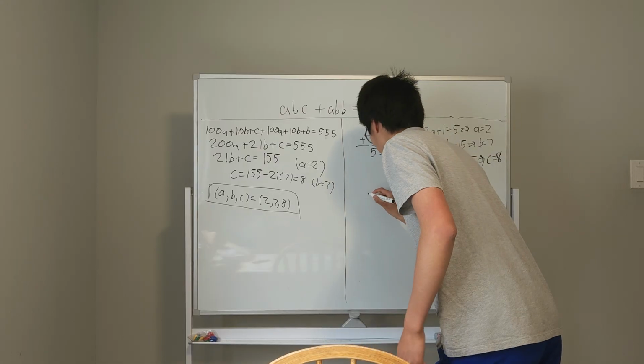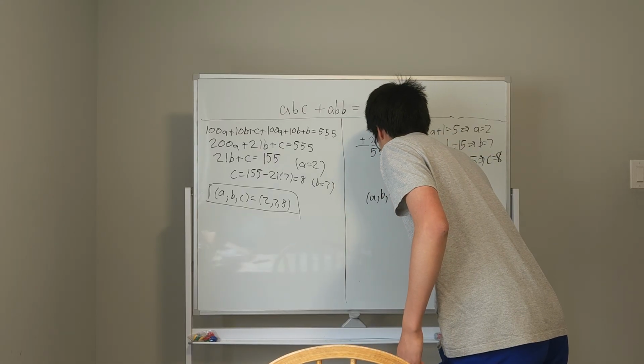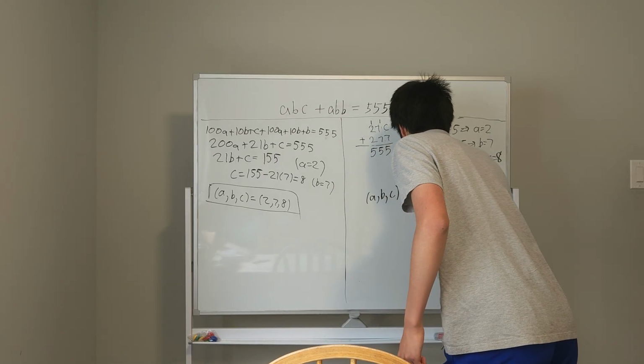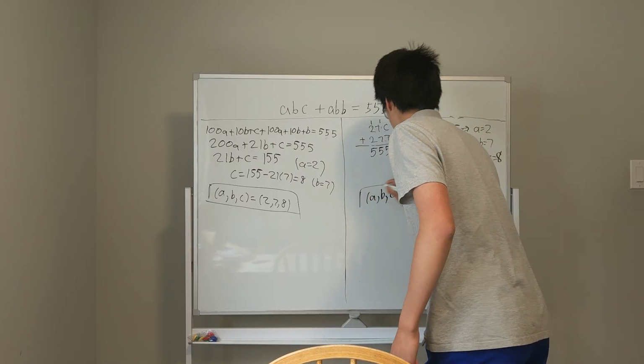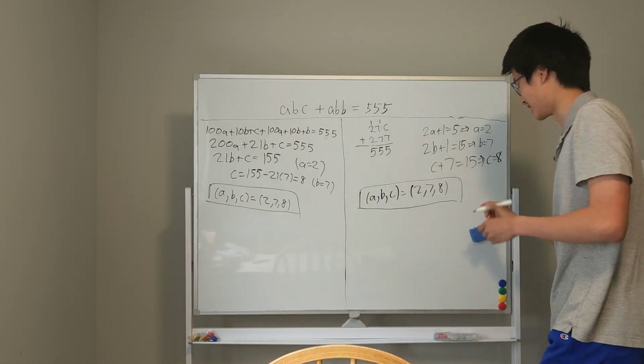So as our final answer, ABC equals 2, 7, and 8.